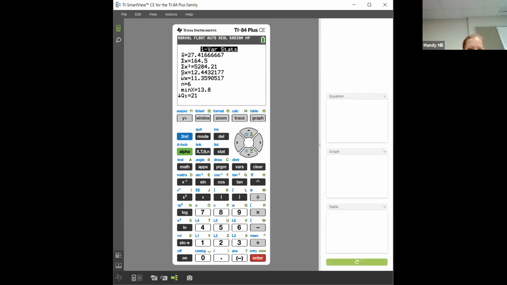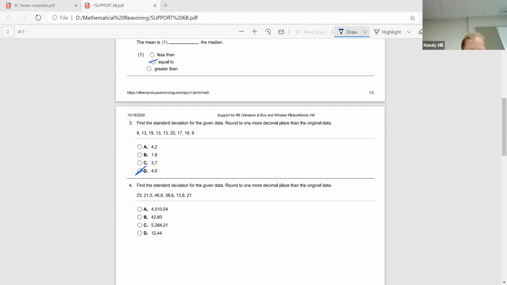Okay, here's our standard deviation, this Sx, and it says it is 12.44. And that's the answer we would want to pick on our document. So 12.44. So there's how you do that on the calculator, and the process for doing it the other way is very complicated. So you want to make sure that you can handle that on your graphing calculator. And that was 6B support.